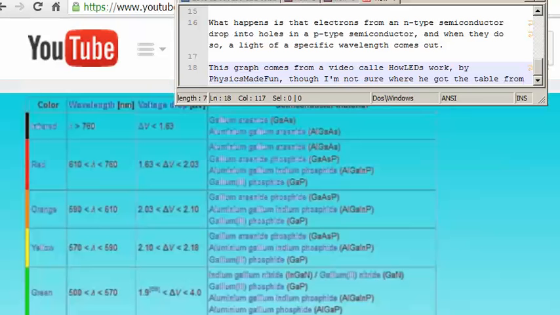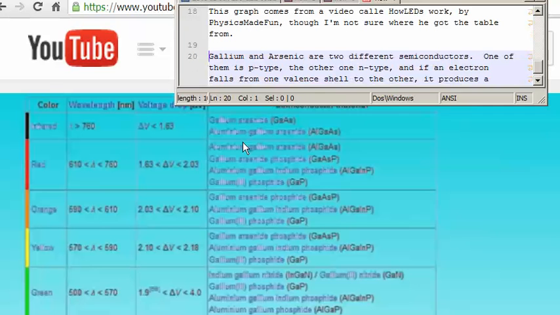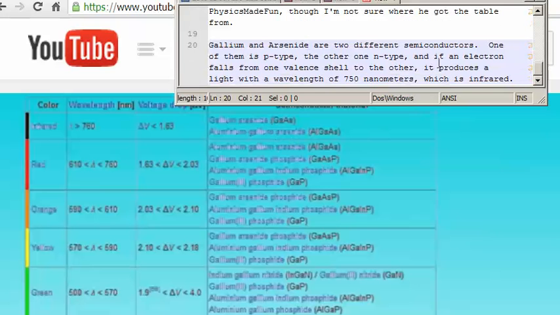This table comes from a video called How LEDs Work by Physics Made Fun, though I'm not sure where he got the table from. But here you see gallium and arsenide, I guess, are two different semiconductors. One of them is a p-type and the other one is an n-type, and if an electron falls from one to the other, it produces a light with a wavelength of 760 nanometers, which is in the infrared spectrum.